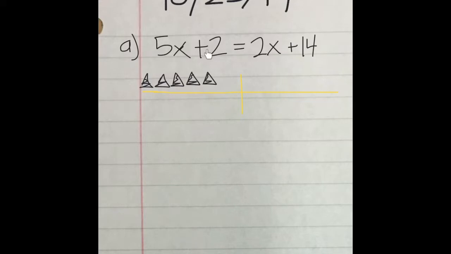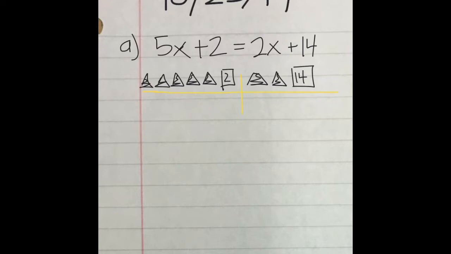And then my plus 2 is basically a 2 number cube. Now 2x, 2 x's or 2 triangles, plus a number cube 14. 1, 2, and 14.